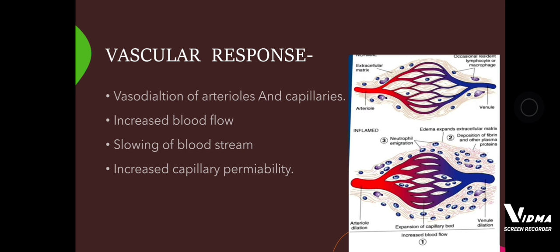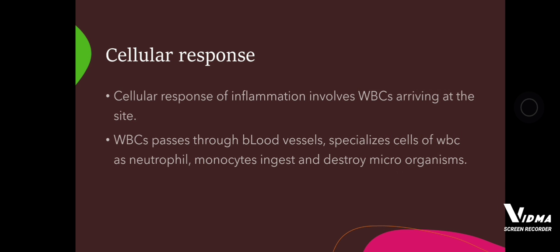So in the vascular response we have seen the normal, and downwards is the inflamed. In the vascular response, vasodilation of arterioles and capillaries happens after getting injury. After vasodilation, in the specific part the blood flow will be increased, the blood stream will be slowed down, and the capillary permeability will be increased. Now we will see the second, the cellular response.